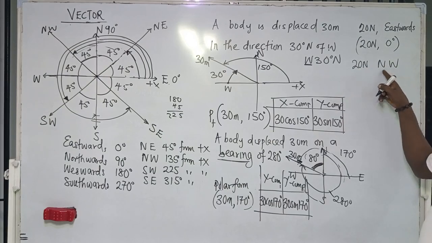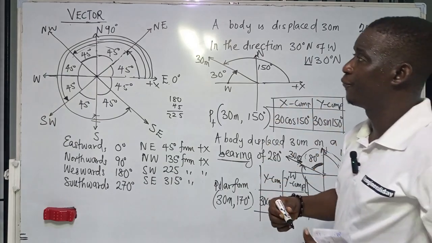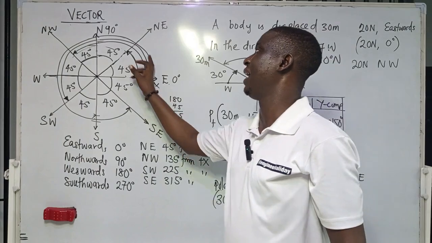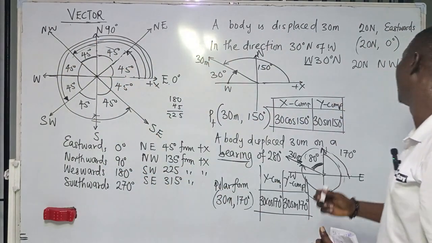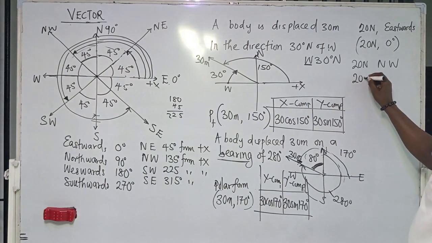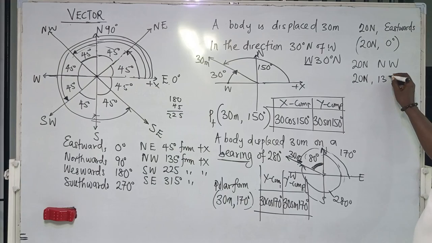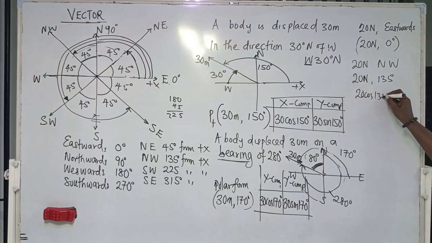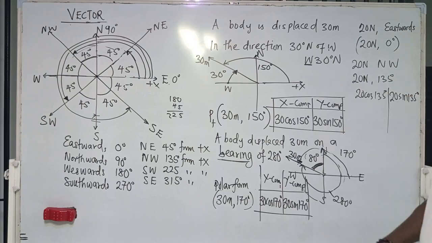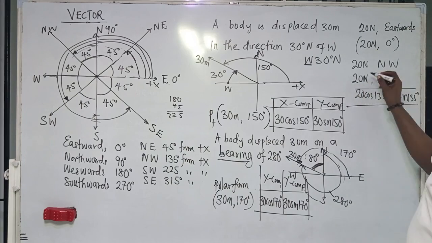I can convert this one to that vector form. What is northwest from the east anti-clockwise? 135. So this one is 20 Newton at 135, which I can resolve into 20 cos 135 on the x component and 20 sine 135 degree on the y component. So and so forth. You can keep doing that continuously.